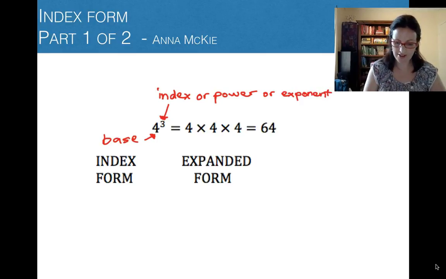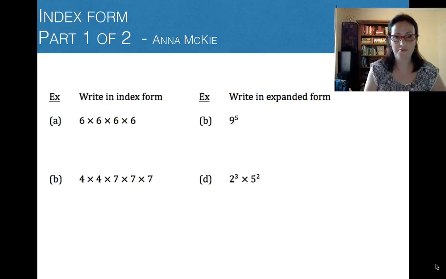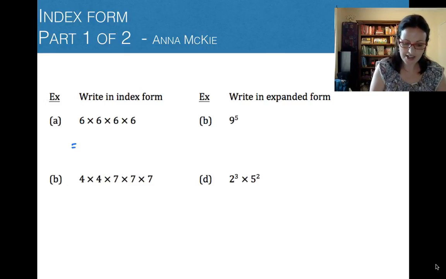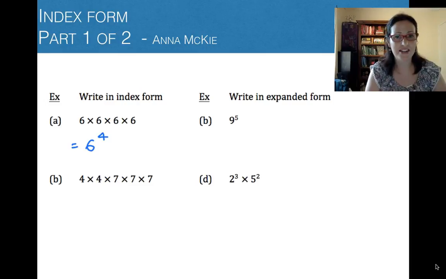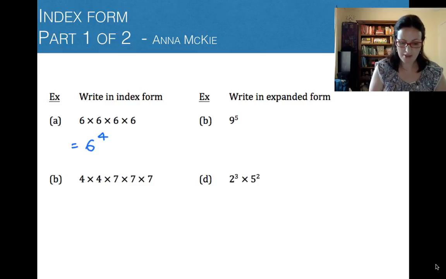Let's go on and do a few examples. If you are asked to write in index form, make sure you write down these examples. Currently we have 6 times 6 times 6 times 6. How many 6's do you see there? 4. So to write that in index form, we would write 6 to the power of 4, and that's all we need to do.